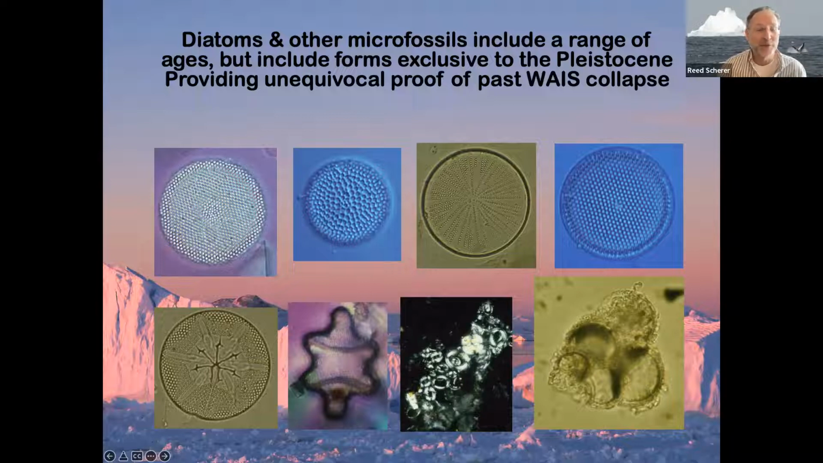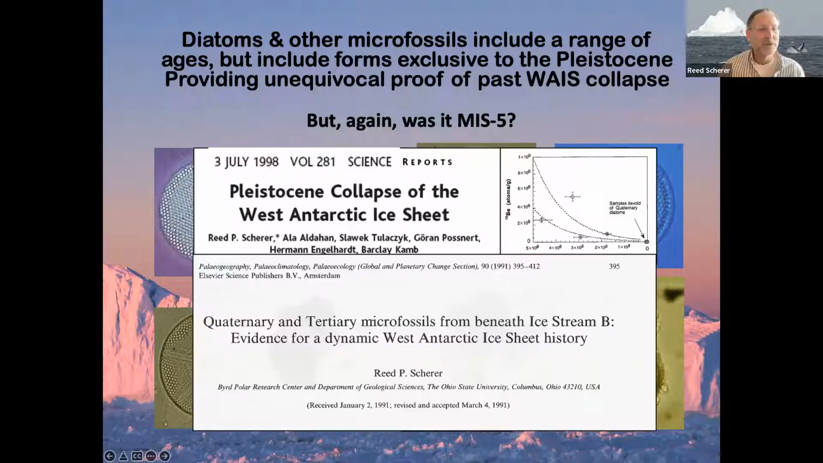Chris, this is for you. It's one piece of a biserial Chiloguembelina or whatever it is, and then a bunch of other things of different ages. So the Pleistocene diatoms were not abundant, but they were definitely there. So that provided the first direct evidence that it disappeared. But the biostratigraphic age of this is not as well constrained as we would like. So it still left the question of whether it was stage five or not.